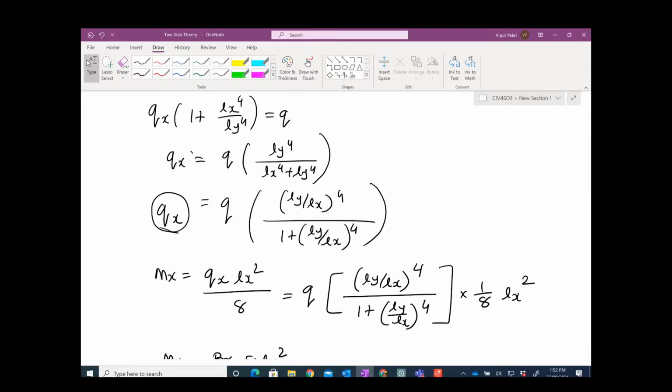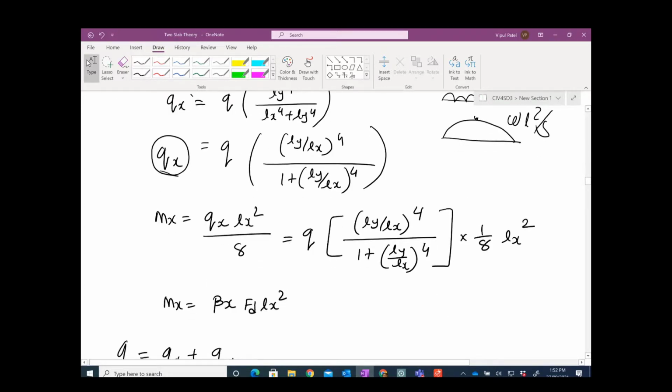In that case, you know the UDL moment is equal to qx Lx square over 8. If you have this UDL load, the moment would be WL square over 8 if you have this W. So if you plug in the value of qx and so on, then these factors would be these factors here. All these values would be your beta x, and that is your FD, let's say q Lx square, and that is beta x. That's how they are given in the tables.